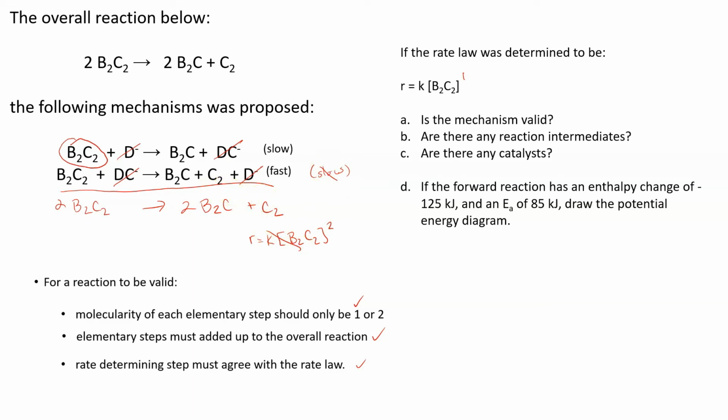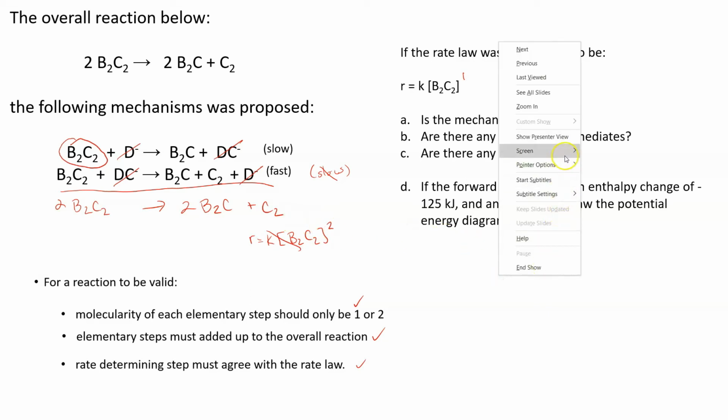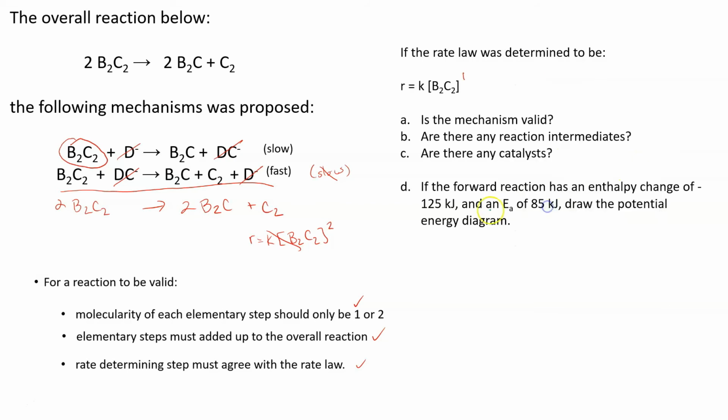Okay, so now the next question is, are there any reaction intermediates? I'm going to change my ink color here. Reaction intermediates are things produced in one step and consumed in another. So we see that there are reaction intermediates. DC- is a reaction intermediate because it's produced in my first step, consumed in my second, and it's not found in my overall reaction. Our third question, are there any catalysts?